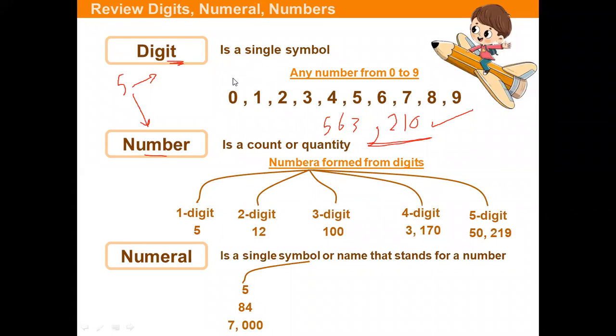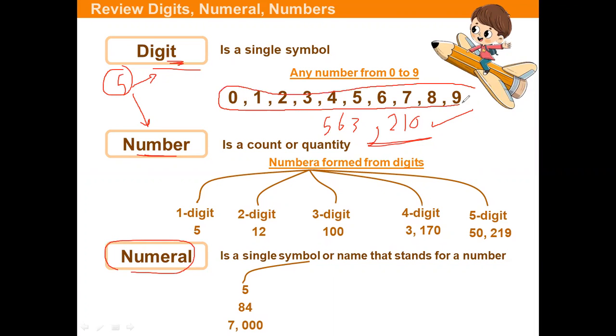So 5 is a digit and a number, and also a numeral. So all of these numbers, grade 4, are a digit and a number and a numeral. Okay, what about the 84? 84 is a number, yes, and also a numeral. Okay, 7,000 also is a number, Miss Nada. Yes, it's a number and a numeral. So all of the numbers are numerals. All of the digits are numerals.